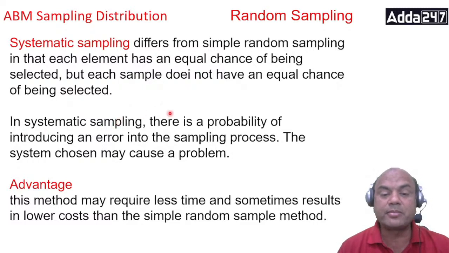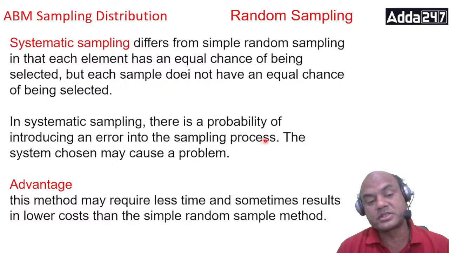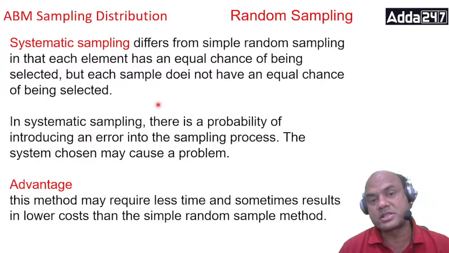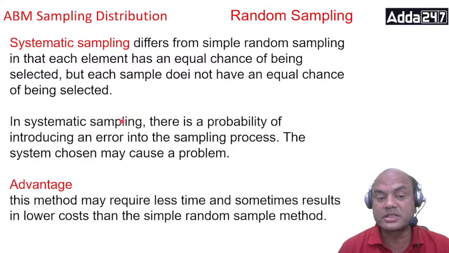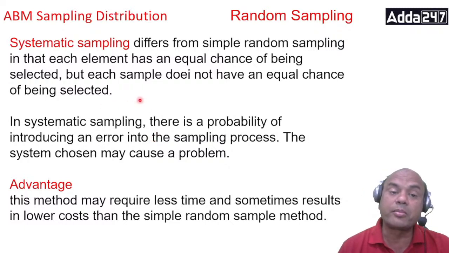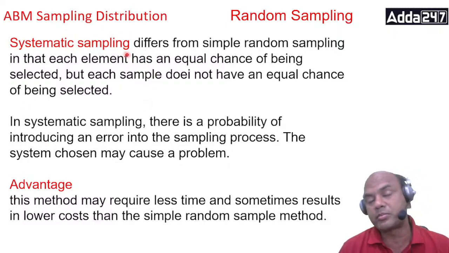In systematic sampling, there is a probability of introducing an error into the sampling process. The system chosen may cause a problem. These are all the complete the following or match the following questions. They'll give you systematic sampling, then on the other side, they'll give you the probability of introducing an error. This is an important part of systematic sampling. Remember this for the match the following or theoretical part.